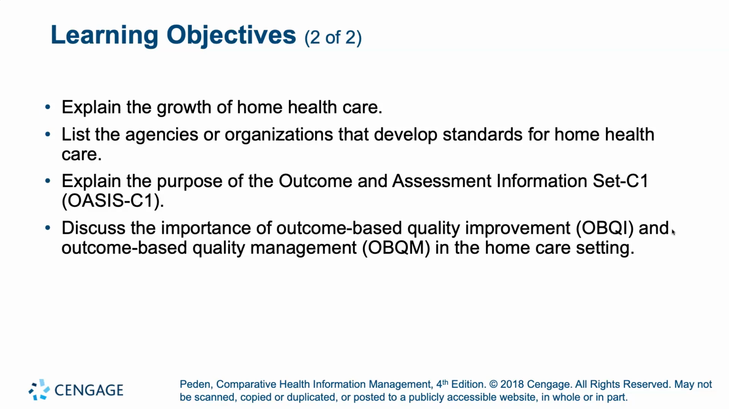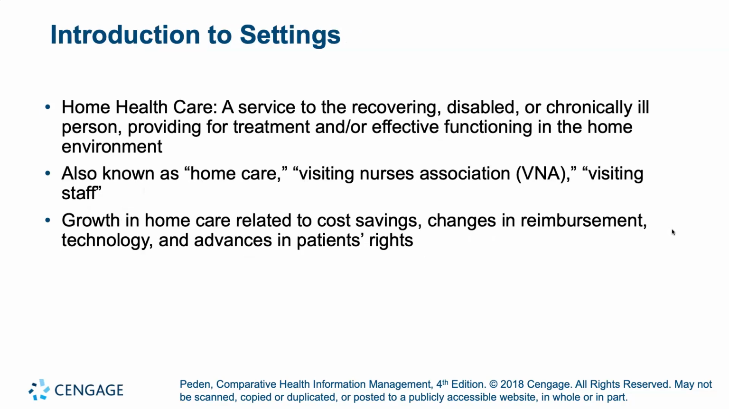We'll also talk about the growth of home health care. We'll list the agencies, organizations that develop standards for home health care. We'll talk about OASIS. Okay, so we've talked about the MDS for the skilled world, and now we're talking about OASIS. So anytime you hear OASIS, you want to think home health, home health, home health. And then they have outcomes-based quality improvement and quality management that are governing home health care.